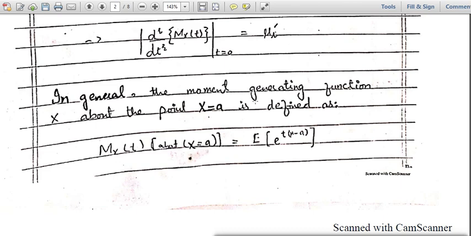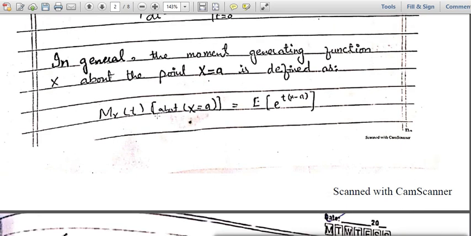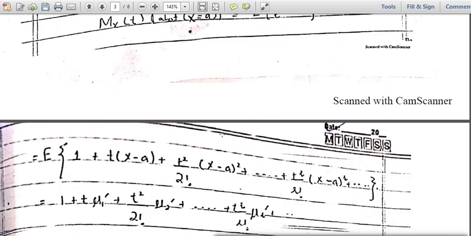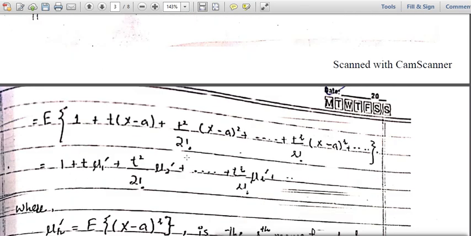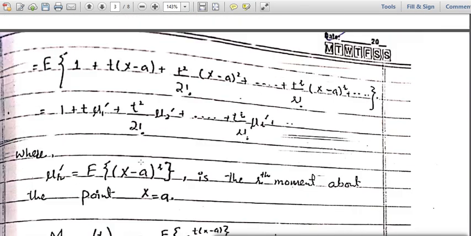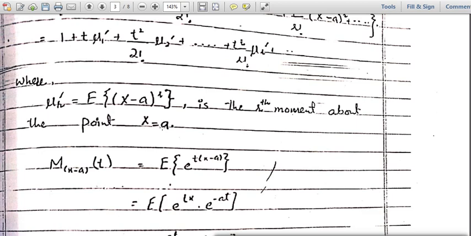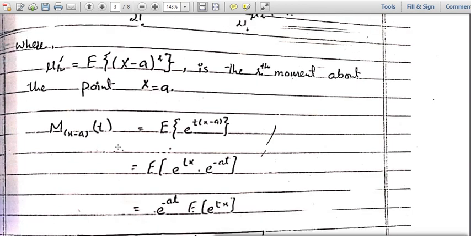In general, the moment generating function of x about the point x equal to a is defined as M_X of t about x equal to a, the expected value of e raised to the power t times x minus a. And we can write this exponent e raised to the power t times x minus a as an infinite series, with mu1 prime, mu2 prime, and so on, about any arbitrary point a. This is the rth moment, the expected value of x minus a to the power r, the rth moment about the point x equal to a.